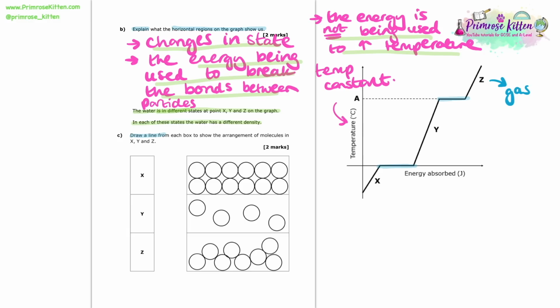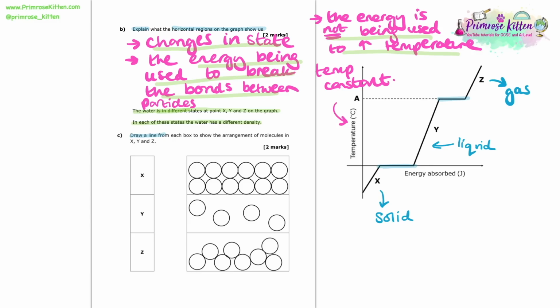X is when the temperature is very cold, it's below 0. And we know that when water is below 0, it freezes. So that means that X is going to be a solid. And Y is the region that we're in when we've come above 0 degrees, we've warmed up, but before we're at 100 degrees. And so Y is going to be a liquid. So that's the first thing that we need to do to answer this question.